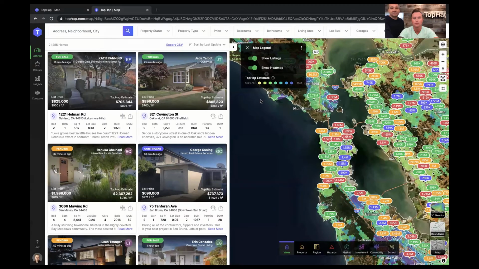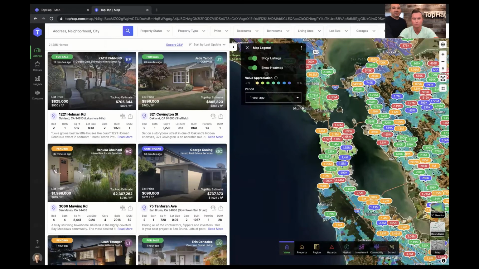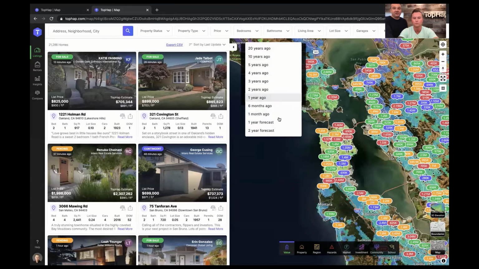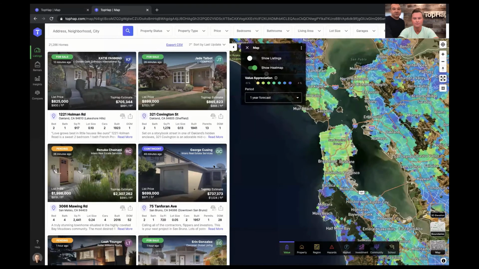And then another question was, when we were showing the value appreciation layer, can you do projections for the future? So we are actually working on having estimates. Right now, we do have 1 year and 2 year forecast, and we are constantly training the model and making that more accurate. So yes, we do have future projections that you can analyze in the same way.